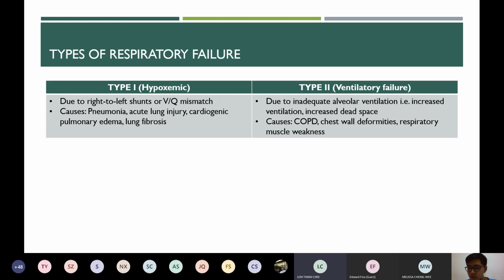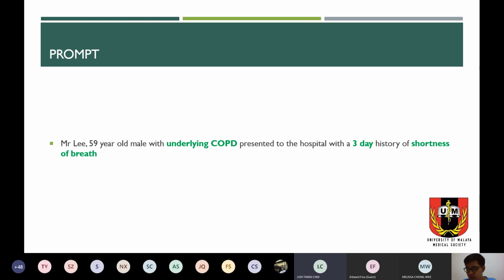Okay, if there are no more questions, we can go on to the prompt. Sure. Okay, I'll just read the prompt real quick. Mr. Lee, a 59-year-old male with underlying COPD, presented to the hospital with a 3-day history of shortness of breath. Anything you'd like to add, doctor? I think that's good.